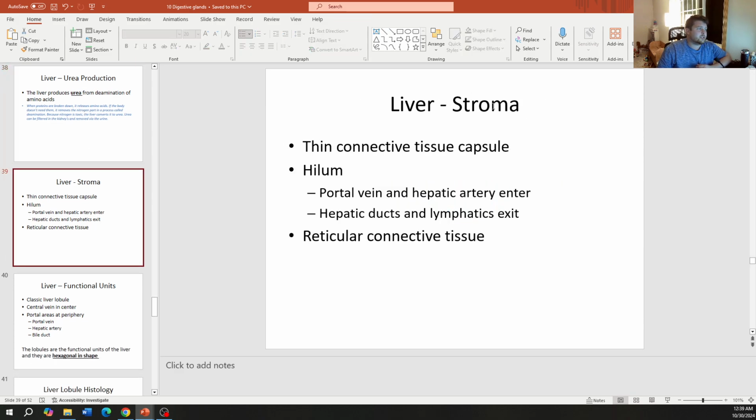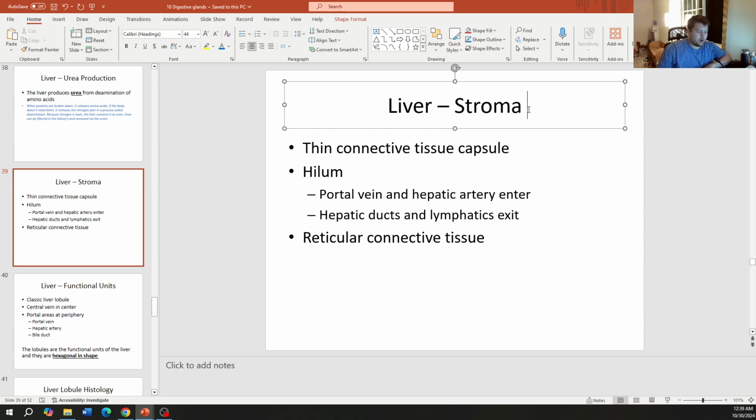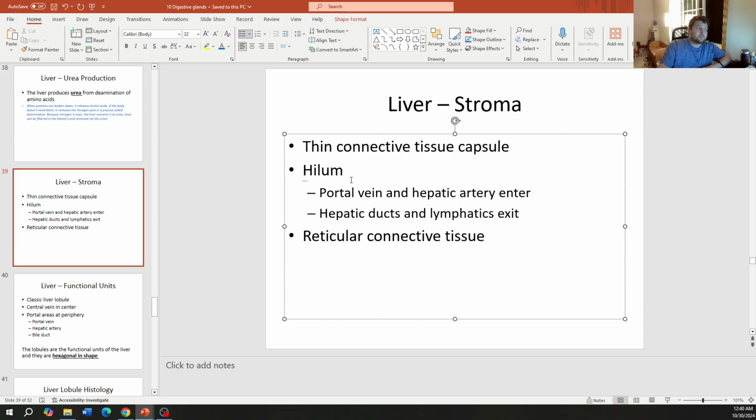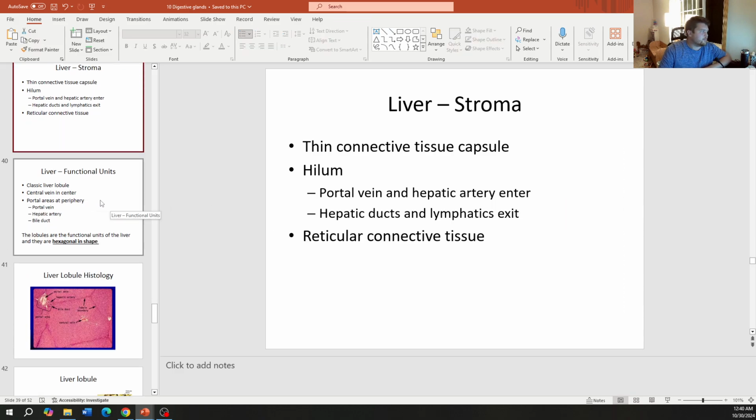Again, liver, let's talk about the stroma. We should know that word by now. Remember stroma, kind of meaning skeleton, meaning those supporting type cells. There's a thin connective tissue capsule. There's a hilum, kind of like what we talked about with the lymph nodes. Remember, the hilum is where stuff enters and exits. You have portal veins and a hepatic artery enter there, and hepatic ducts and lymphatics exit. And the stroma is made up of reticular connective tissue.